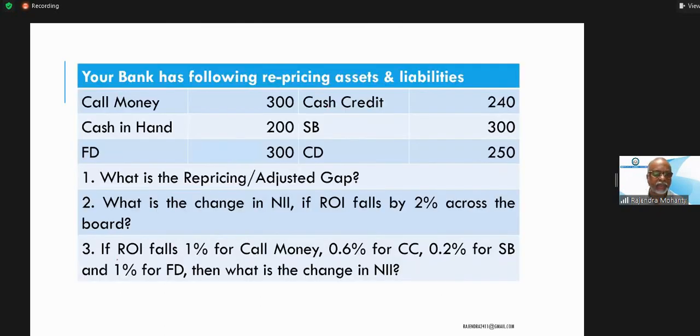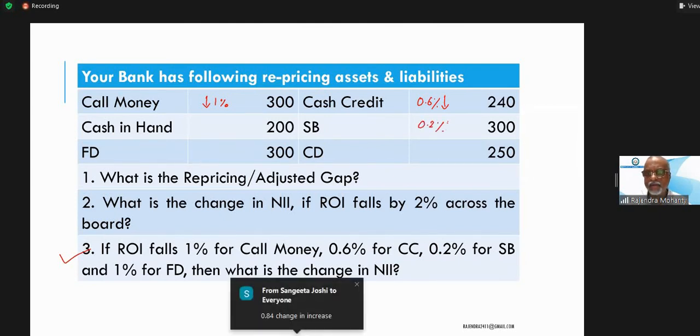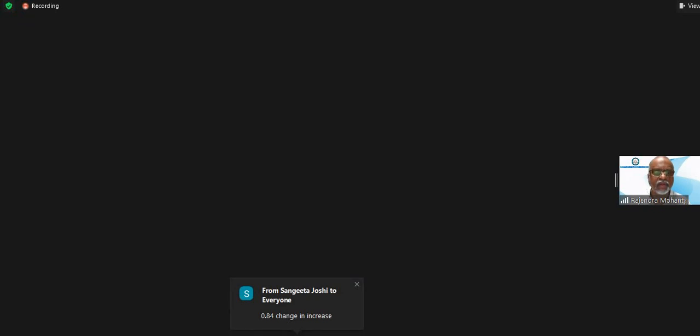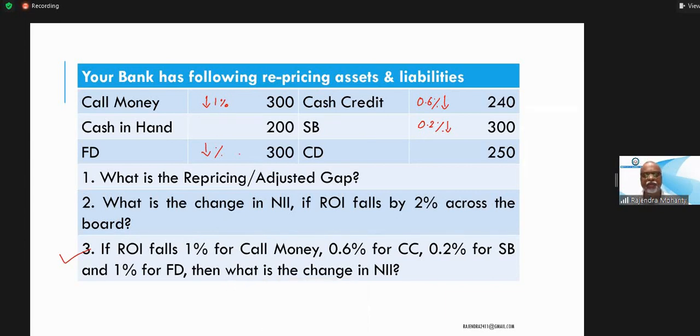Yes, sir. Third one you do. Same question, third one you do. If the rate of interest falls 1% for call money, so here it is decreasing by 1%, 0.6% for CC, decreasing, 0.2% for SB, and 1% for FD. So here again all are decreasing. So there is no problem here, everything is uniform. Now you calculate and tell me what is happening.